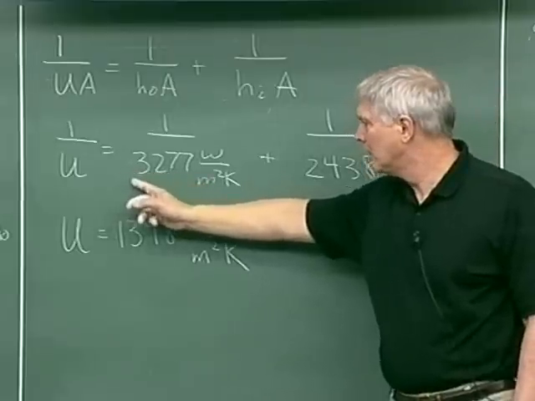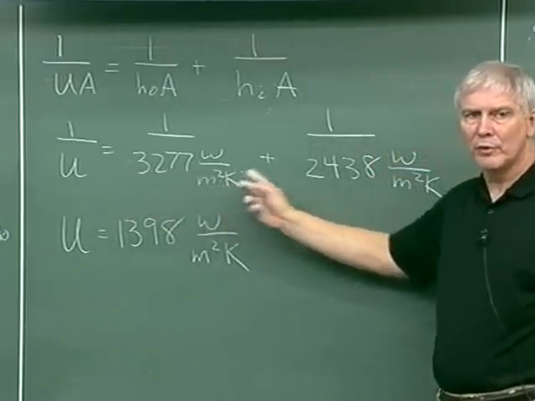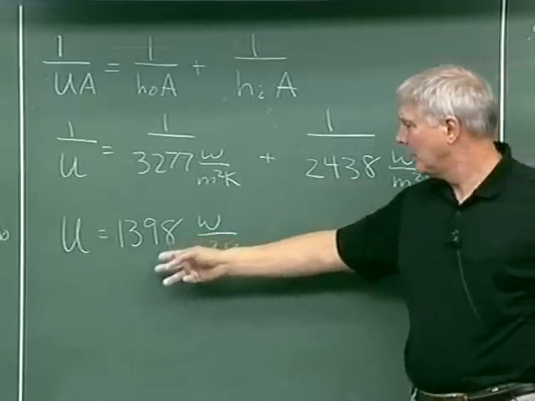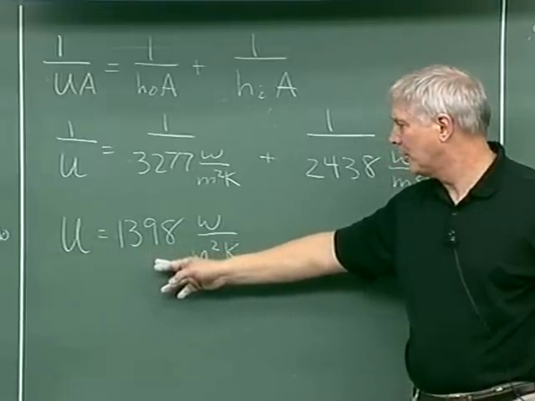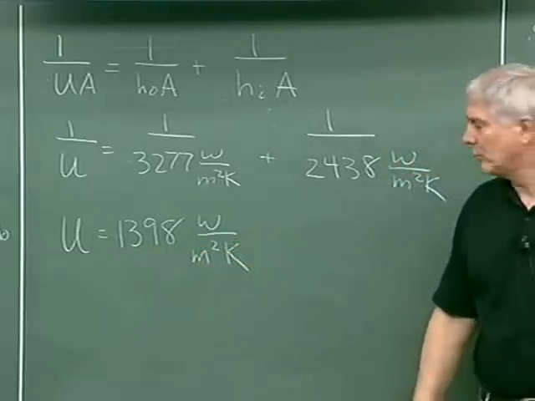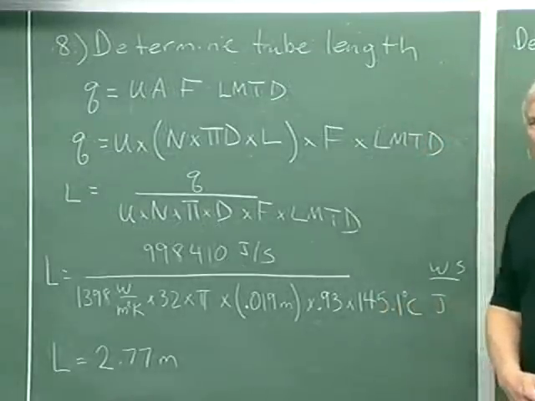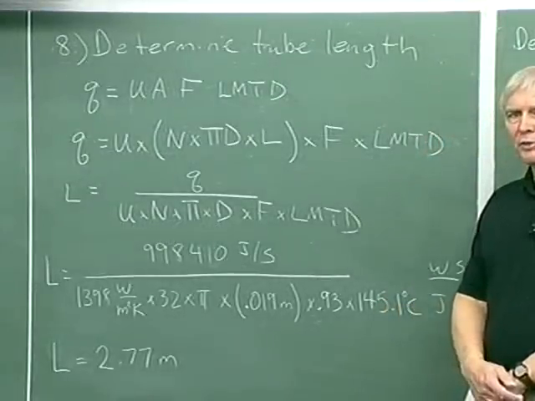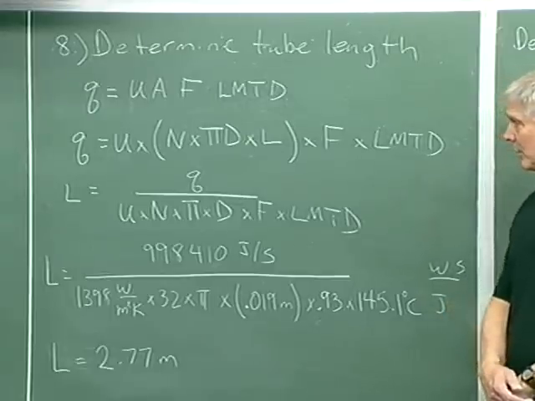and so we can just plug in the heat transfer coefficients that we calculated. For the outer, it was 3277. For the inner, it was 2438. So we add them together, and then we take the inverse, and we get the overall heat transfer coefficient is 1398 watts per meter squared K. Okay, now that we have that, we're now ready to determine the dimensions, and the dimension of interest here is the tube length. How long does the tube have to be to accomplish this heat transfer?